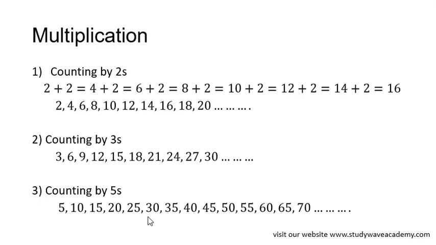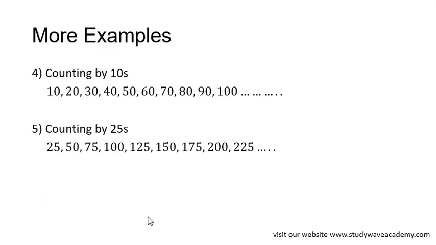Did we get that? So we can multiply by adding the number to the number you get, like what we just did. Did we get that? Okay, let's go over to another example. Here we have counting by tens. 10, 20, 30, 40, 50, 60, 70, 80, 90, 100, and it goes on.